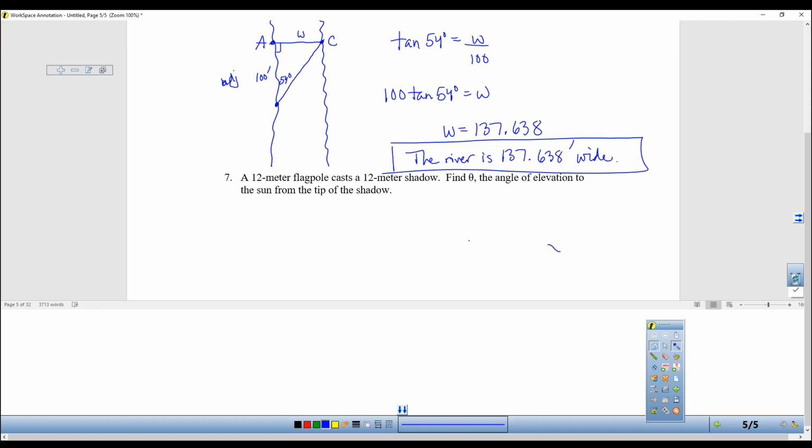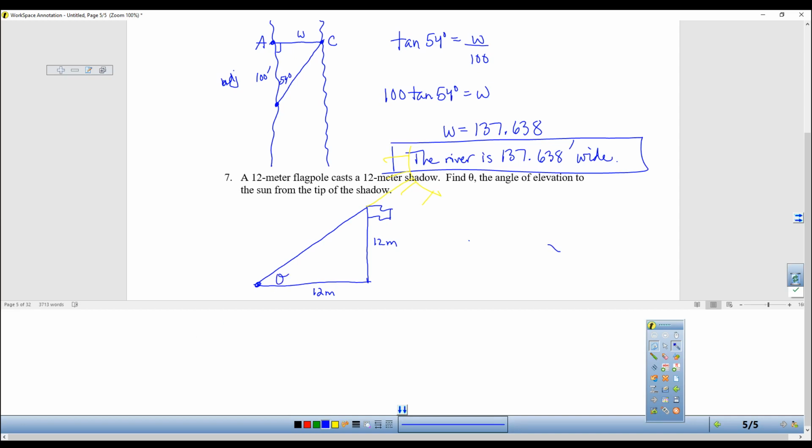All right, last one. A 12-meter flagpole casts a 12-meter shadow. So here's my flagpole, right? And we have a 12-meter shadow, and I have a 12-meter pole. Find the angle of elevation to the sun from the tip of the shadow. So here's the tip of the shadow, and here must be my sun, because my sun is what's making that shadow. It's hitting it just like that. So I want to know theta.